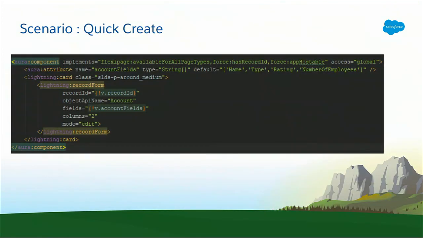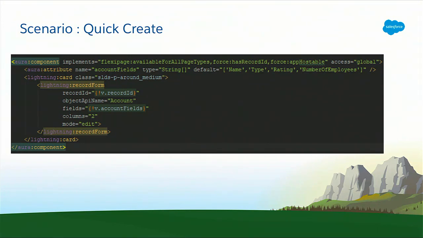So I want to look at the first example, Quick Create. There's a lot of markup here. The most important one is the interface, force:hasRecordId. That gives you the ID of the record that you're currently on. You don't have to query for it. If you use force:hasRecordId, then you have that ID available to you.